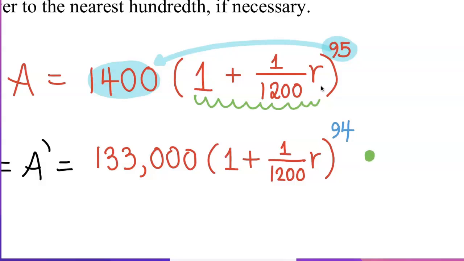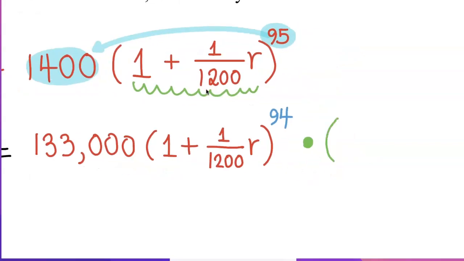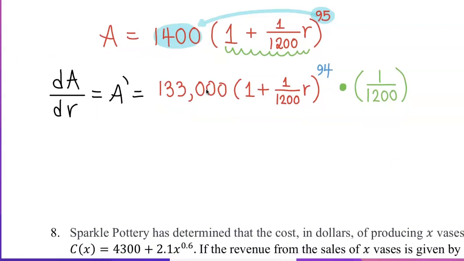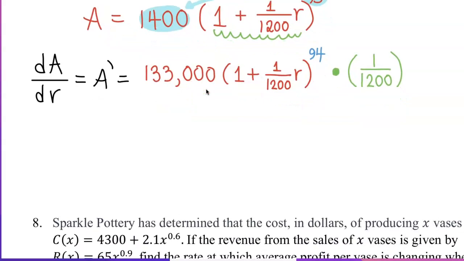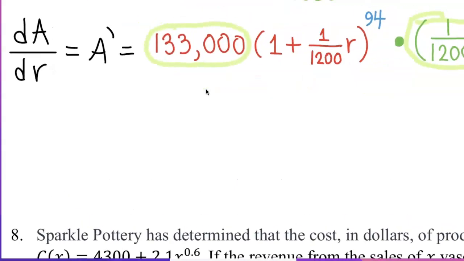What is the derivative of 1? That's just 0. Now, look at this part. What is the derivative of 1 over 1200r? Well, that's just going to be 1 over 1200, isn't it? Now we need to simplify this. Look at these two for me. We've got two numbers. I'm going to multiply those two green highlighted numbers together.